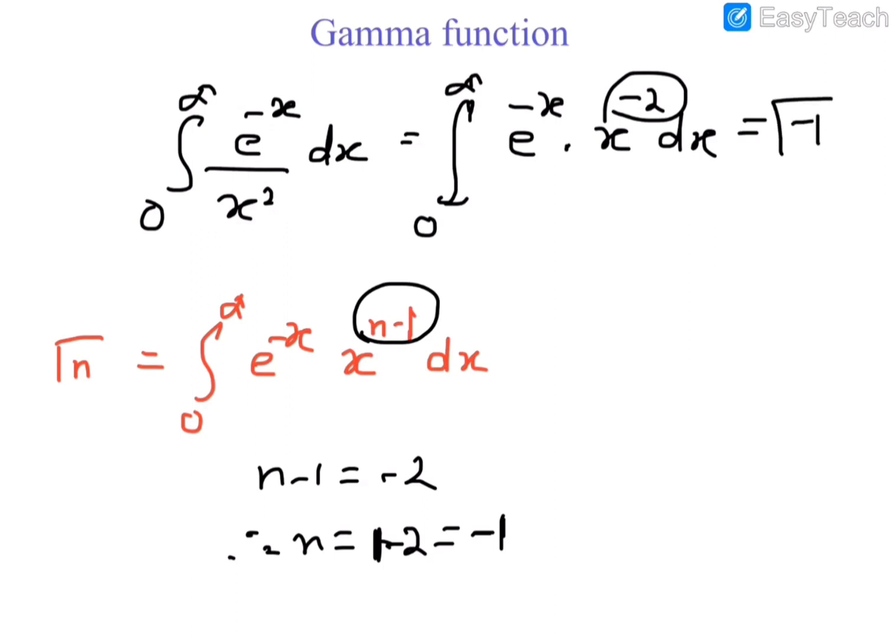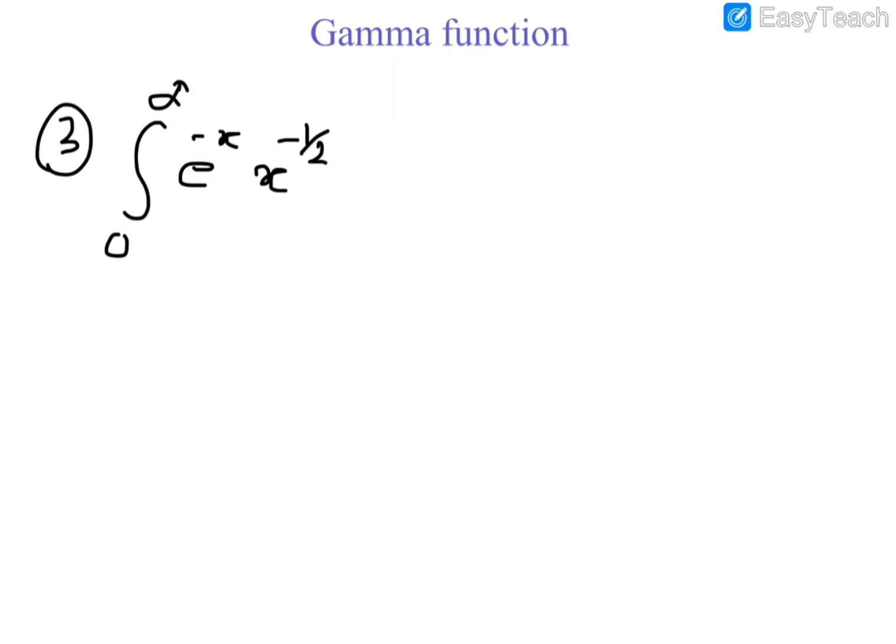But in the last class I have already proved to you, as well as told you, that gamma function of any negative number is always infinity. Okay, now let's go to the next one. So the third simple question is: find out the integration of e raised to the power minus x into x raised to the power minus half dx.